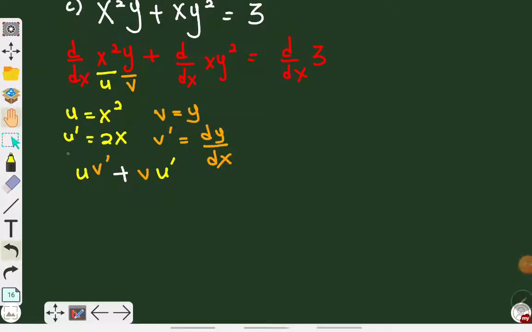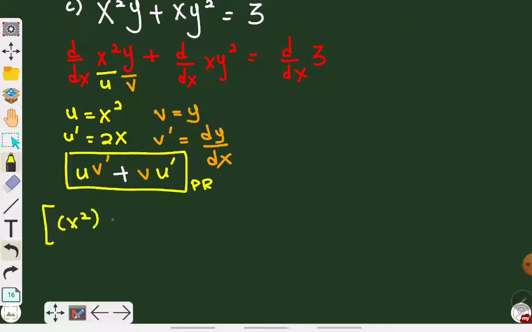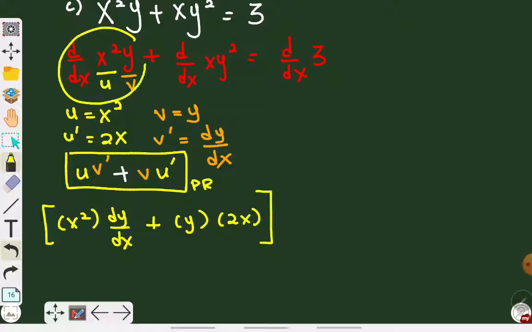Now we use the concept of the product rule, where it's u times v prime plus v times u prime. Let's solve all these. So this equals u, which is x squared, times v prime, which is dy dx, plus v, which is y, times u prime, which is 2x. So this is the derivative for the first term.